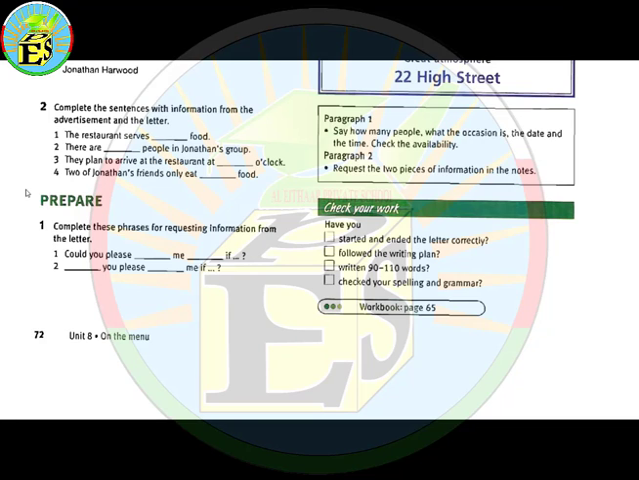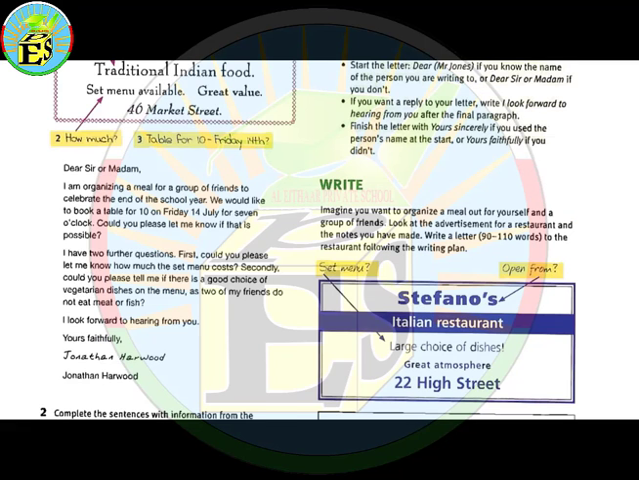Now let's move to task number 1 in prepare. And here we have 2 simple questions. What we need to do here is to complete these phrases for requesting information from the letter. So we need to go back to the letter and see how to write these kinds of requests and what's missing here.